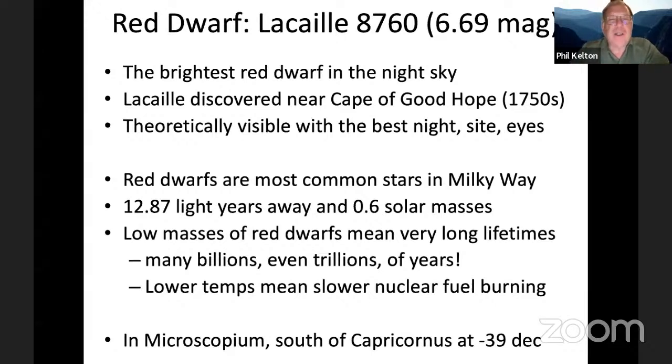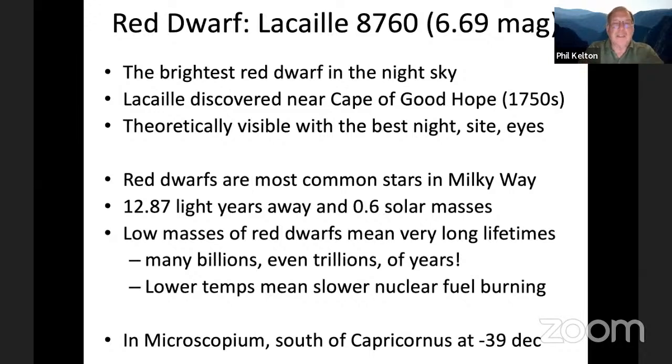Okay, my final star, and this is kind of a joke, but it's my artist concept of my last star, which of course is a red dwarf, a small red dot. And so this star was discovered by Lacaille in the southern sky. It's at minus 39 degrees declination, and it's about 6.7 magnitude. So again, it's at the limit of observability by a good, really sharp-eyed observer on a good night. And so it's theoretically visible to the naked eye.